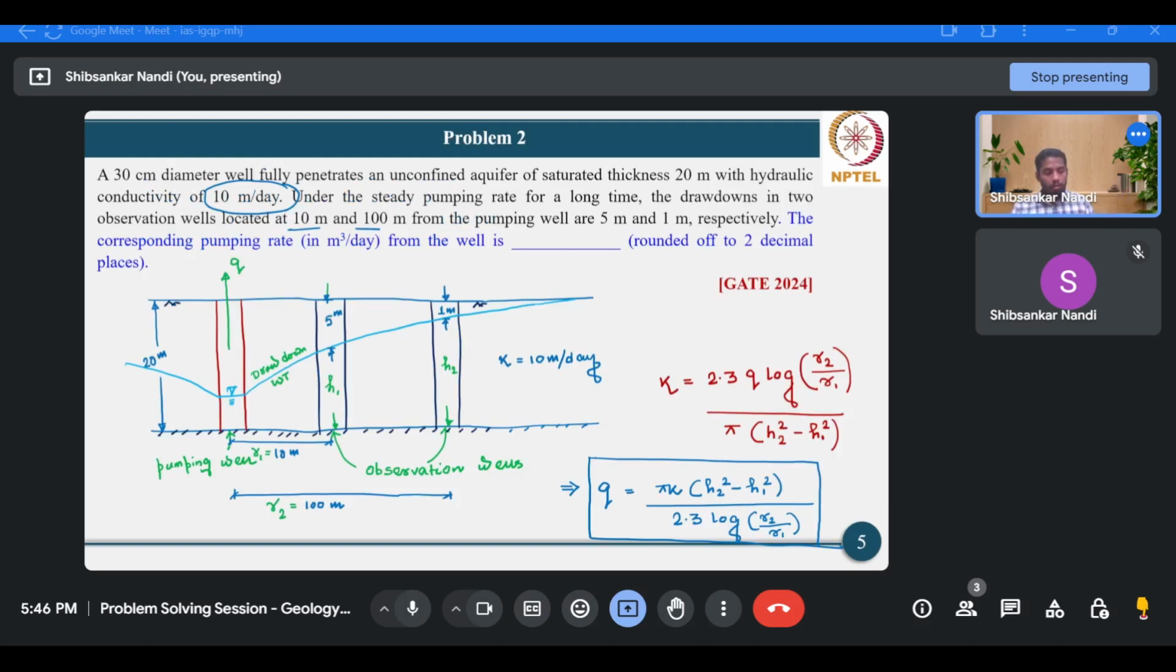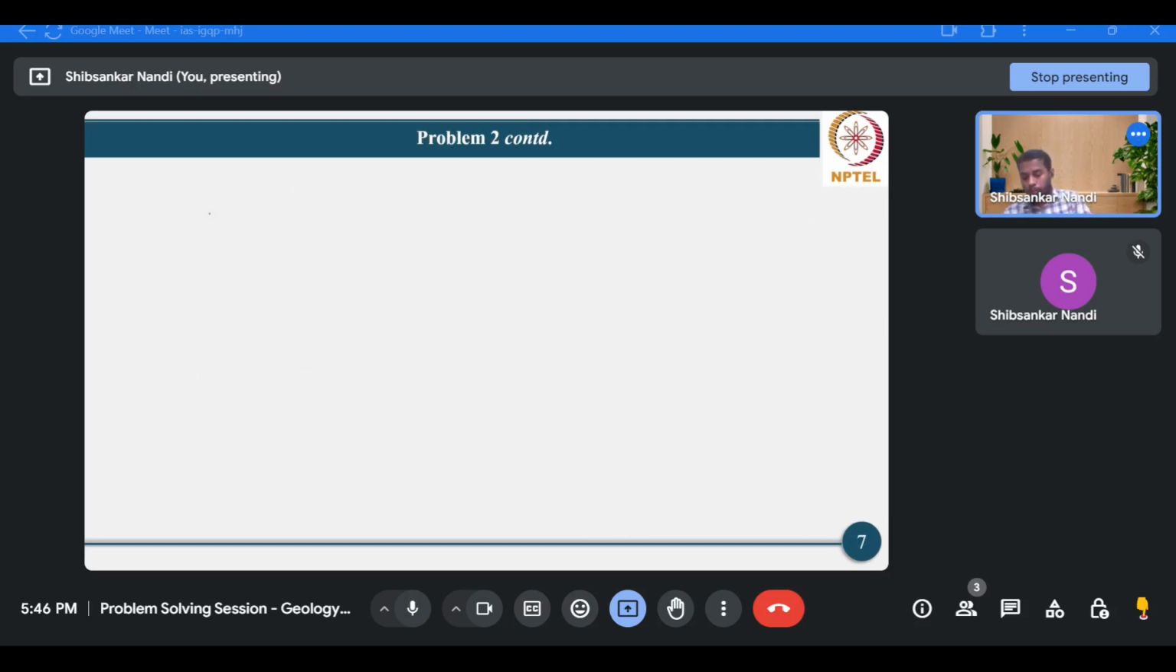Now, to answer this question, it's crucial to recall this expression of K, which we can obtain from a pumping operation. Now, if we cannot recall this expression, then we can derive it from the fundamentals. Okay, so now we can have a look into the derivation process, how we can derive this expression.